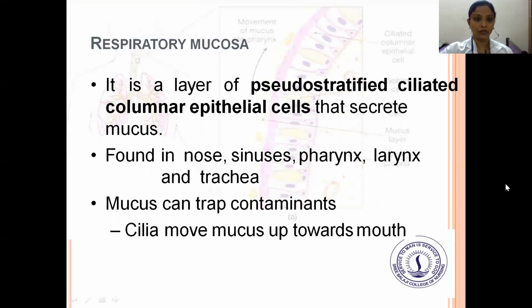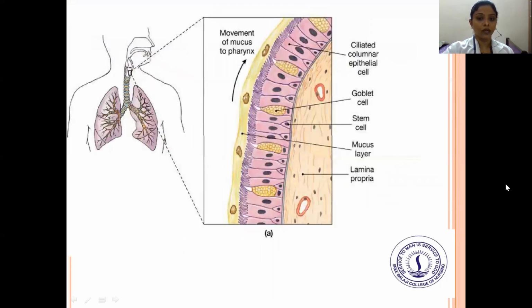And next, respiratory mucosa. It is an outer layer of pseudostratified ciliated columnar epithelial cells that secrete mucus, found in the nose, sinus, pharynx, larynx, and trachea. This is only present in these parts, and mucus can trap contaminants. Cilia move mucus upwards towards the mouth. So this is respiratory mucosa. This picture gives you a clear idea of the mucosa. You can see here ciliated columnar epithelial cells, goblet cells, stem cells, mucus layer, and lamina propria.